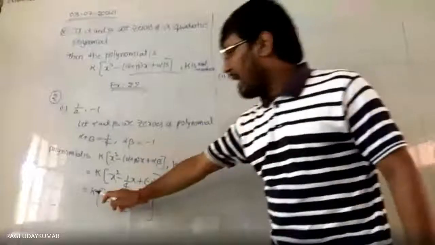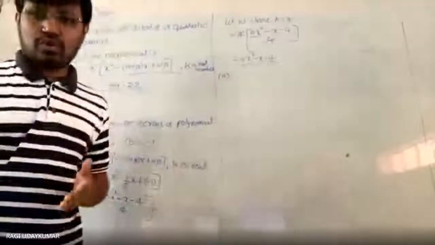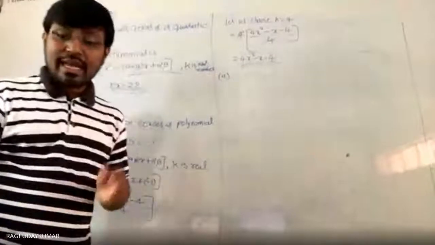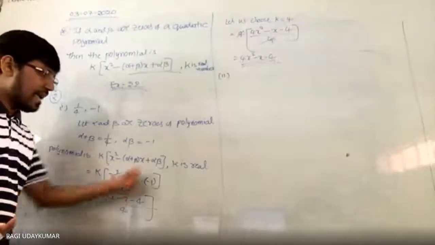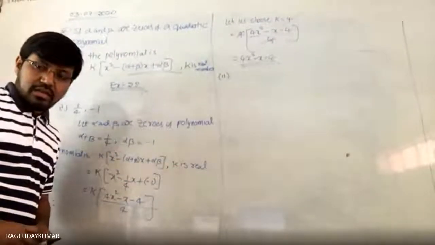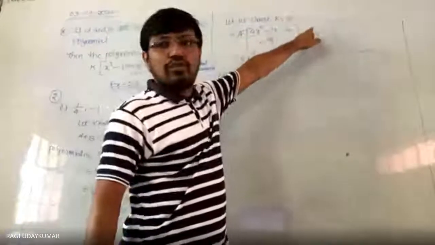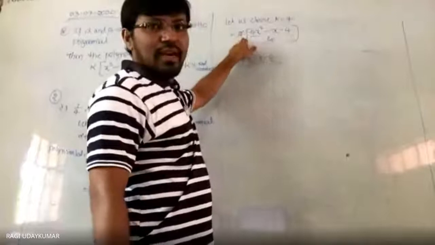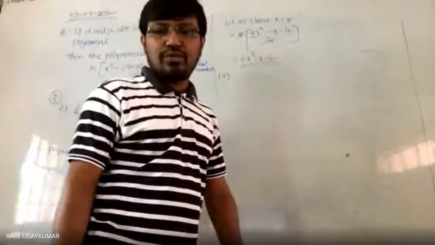What did you do there, sir? I have taken k as 4. Let us choose k is equal to 4. k can be taken as any real number except... I have taken 4. So in the place of k, I have written 4. 4 and 4 cancel, and with 4x² minus x minus 4 you got it.